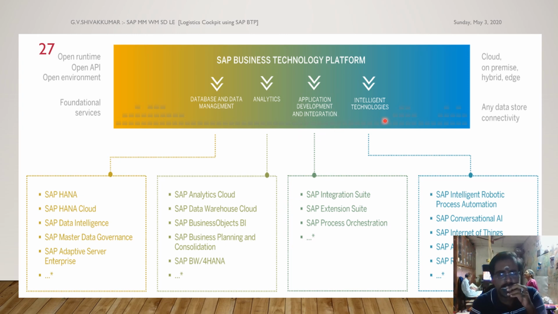Finally, we have intelligent technologies, which is connected with the field devices, getting the feedback from the field devices and giving orders or commands to the external field devices from the BTP cockpit. So what are they? SAP Intelligent Robotic Process Automation, simply called SAP AI RPA, SAP Conversational AI, SAP Internet of Things (IoT), SAP AI Business Services, and SAP RAM.